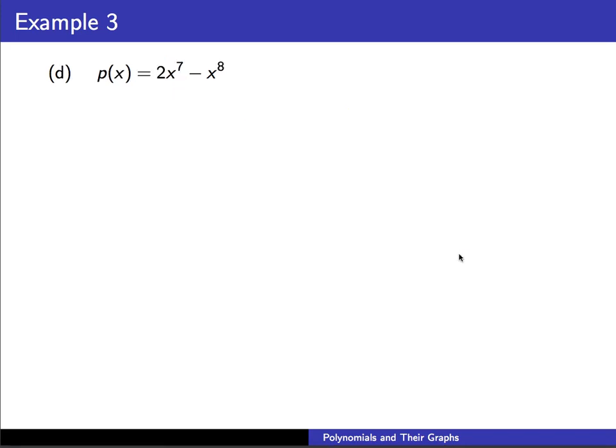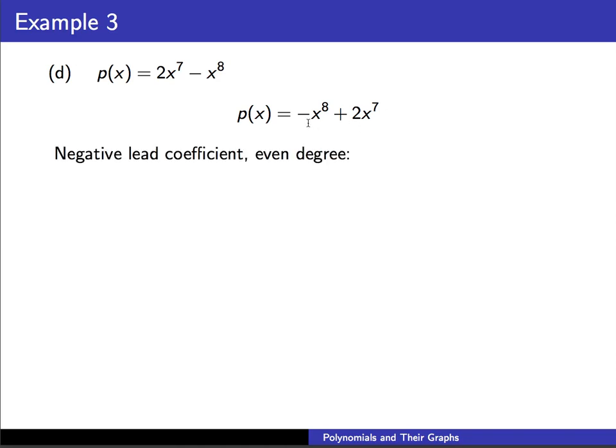All right, part D, we have p of x is 2x to the seventh minus x to the eighth. So let's rewrite this in standard form, where our highest power of x is eight. That's our degree. So we have negative x to the eighth plus 2x to the seventh. We have a negative leading coefficient and an even degree. So we'll see one of each type of example in this video. So we're going down as we go to the left, and we're going down as we go to the right.